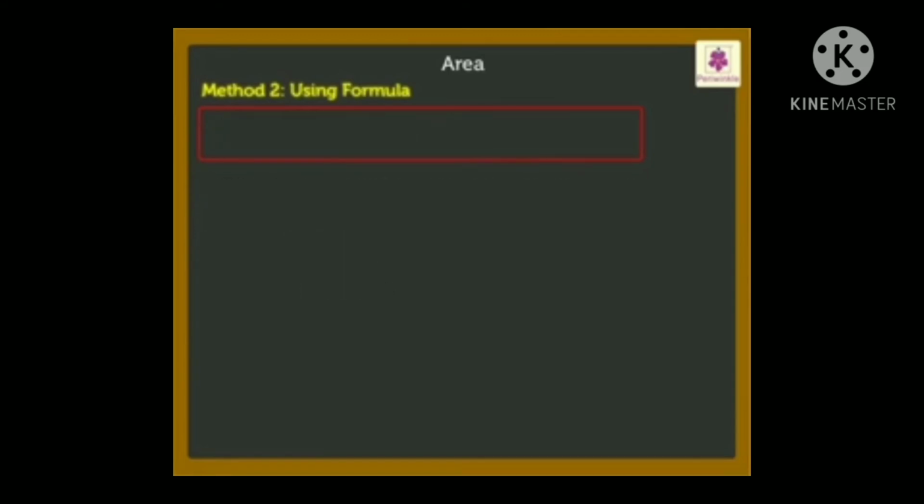Now let us find what is the formula for finding the area of a square. Now area of square, by using formula, is area of square is equal to S into S, where S is the side of the square, or you can say the length of the side.